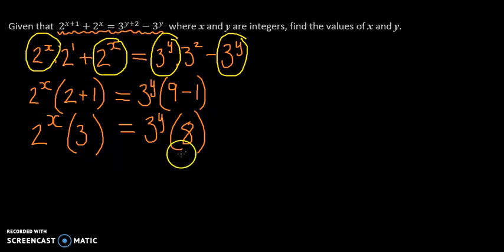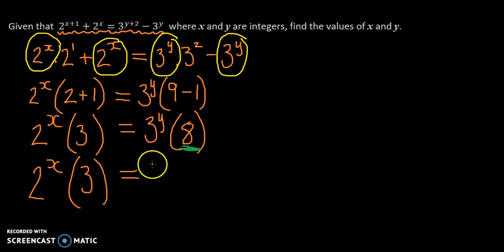Let's play with it a bit more. And what I'm wanting to do when we play with it is to write the 8 as a product of its prime factors. So 2 to the power of x times 3 is equal to 3 to the power of y, and 8 is of course 2 to the power of 3.